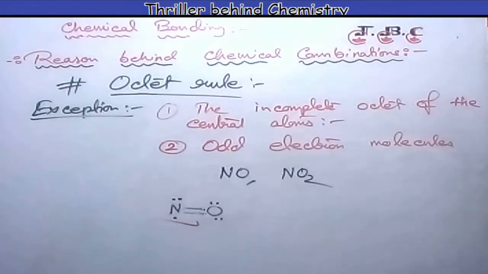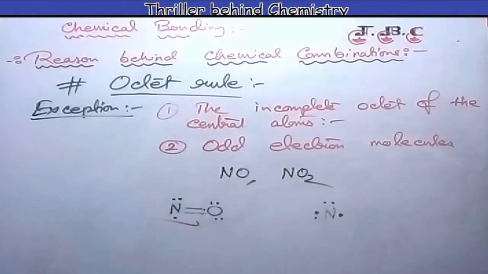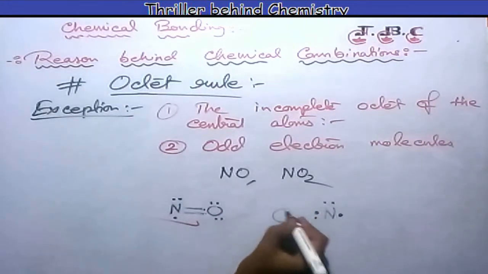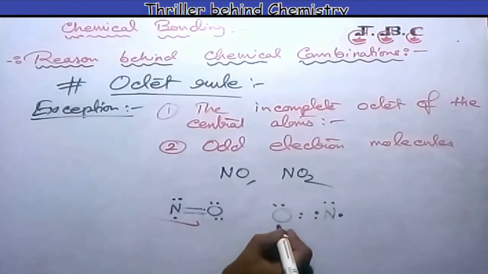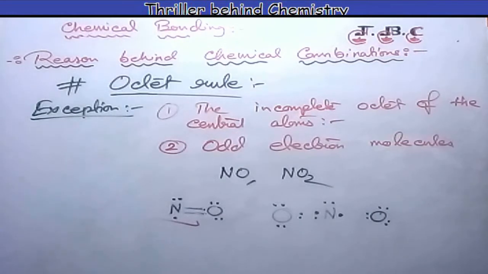In the case of nitrogen dioxide, nitrogen has 5 valence electrons, and each oxygen atom has 6 valence electrons. Here nitrogen can afford a maximum of 3 bonds, that is, a triple bond. And each oxygen atom, to attain stable electronic configuration, has to be bonded with 2 electrons of the other atoms, that is, a double bond.